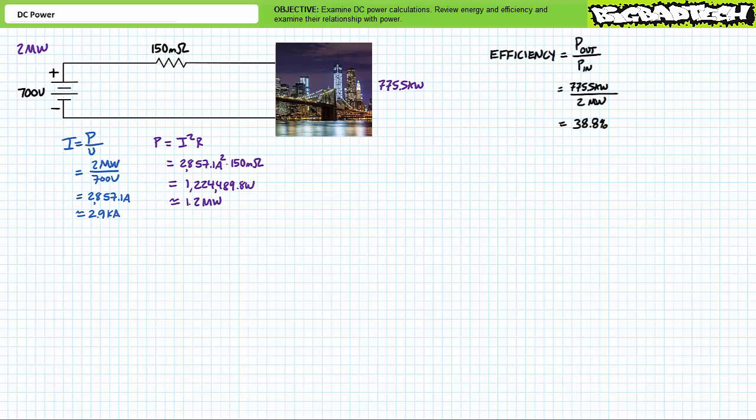Long story short, the generator makes 2 megawatts, or 2,000 kilowatts, but the city only gets 775.5 kilowatts. This scenario results in an extremely poor efficiency rating of only 38.8%. A majority of the generator's power input is expended not in powering the distant city, but rather in turning the transmission line into a 300-mile-long toaster. This cannot and will not work.